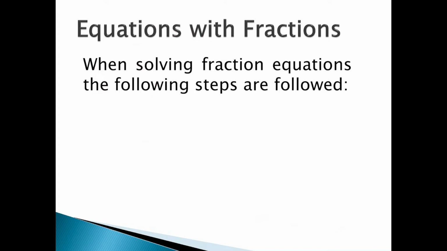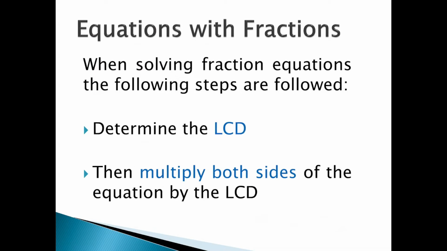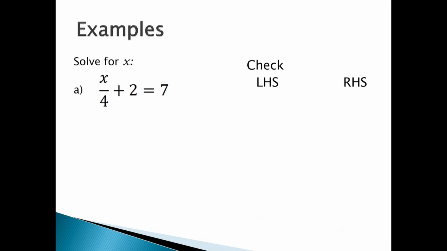So when solving fraction equations, the following steps are required. We need to find our LCD, the lowest common denominator, and then multiply both sides of the equation by the LCD. So let's look at this one. What I always say to my kids is that we want to make sure everything is a fraction to begin with. So I've got x over 4, and now I've got 2 over 1 and 7 over 1, which makes it a little easier to find my LCD.